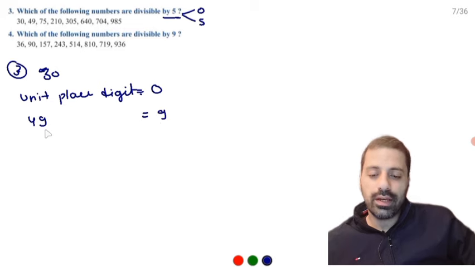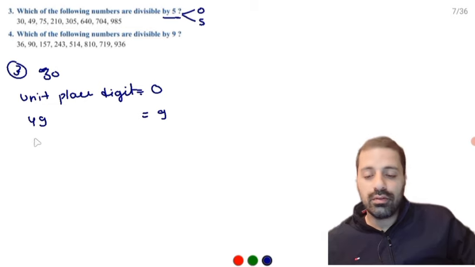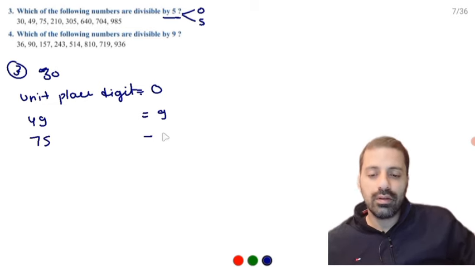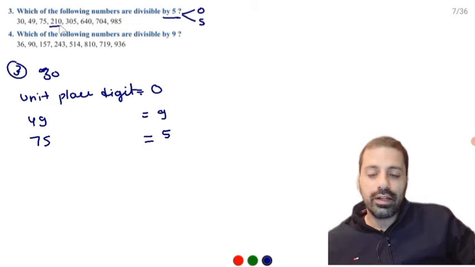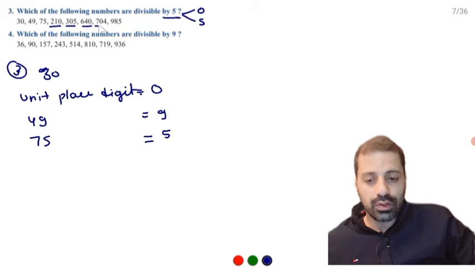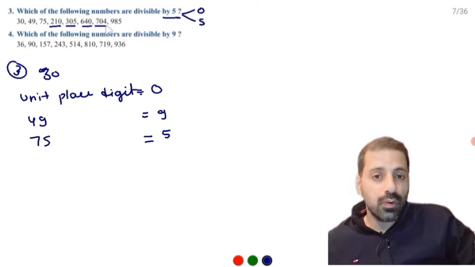Again 49 is given here, the unit place digit is 9, so it is not divisible by 5. 75, the unit place digit is 5, so it is divisible by 5. 210, the unit place digit is 0, so it is divisible by 5 again. 305, the unit place digit is 5, again divisible by 5. 640, the unit place digit is 0, so it is divisible by 5. 740, the unit place digit is 4, so it is not divisible by 5.